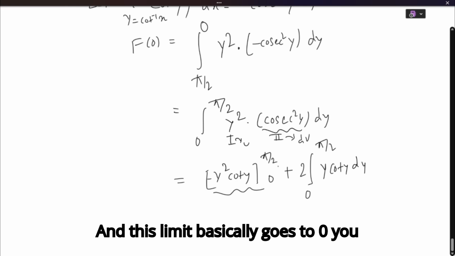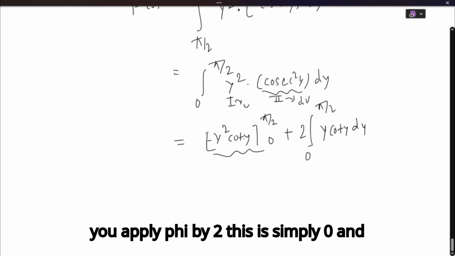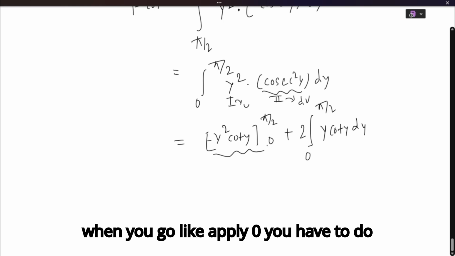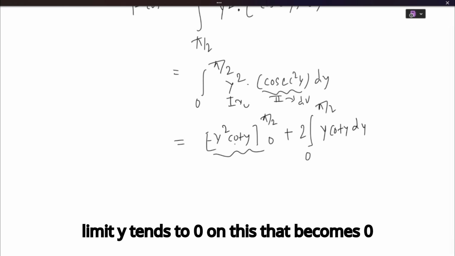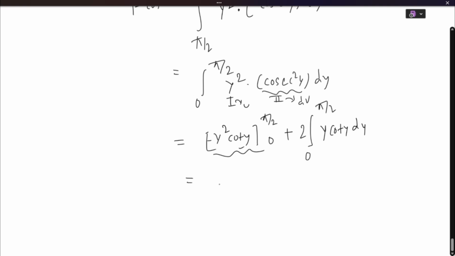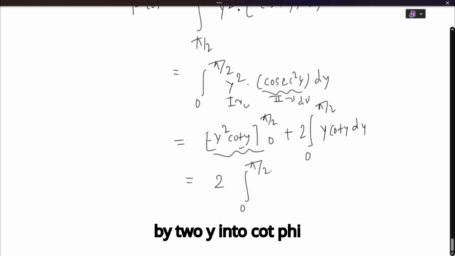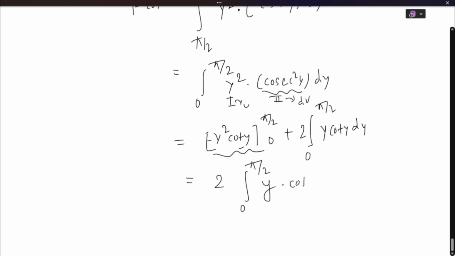And this limit basically goes to 0. You can check this on your own, that when you apply pi by 2, this is simply 0, and when you apply 0, you have to do limit y tends to 0 on this. That becomes 0 using that Taylor expansion of cot y. Okay. So this becomes 2, 0 times 0 to pi by 2, y into cot y dy.